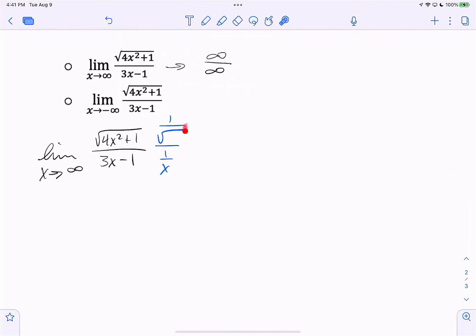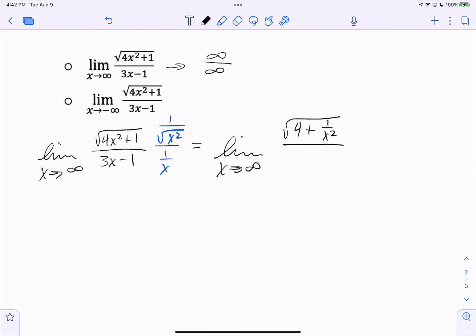I need to multiply by the same thing in the numerator and denominator. That's really important. And as it turns out, the square root of x squared is the same as x, provided x is positive, right? So this gives me the limit as x approaches infinity of the square root of 4 plus 1 over x squared. It was already in a square root, so it made it easy for me to distribute in there, divided by 3 plus 1 over x. I mean 3 minus 1 over x.